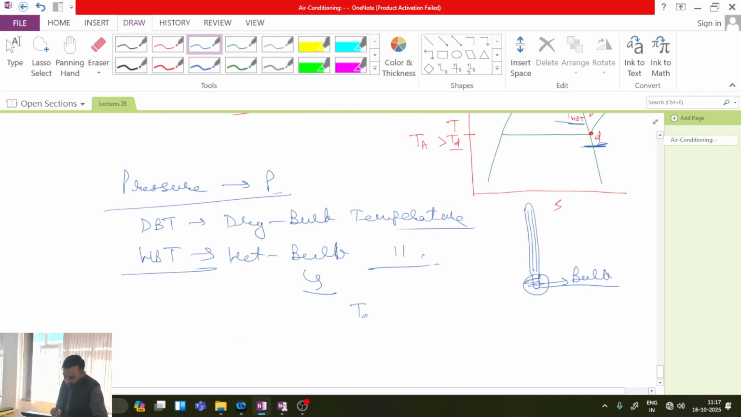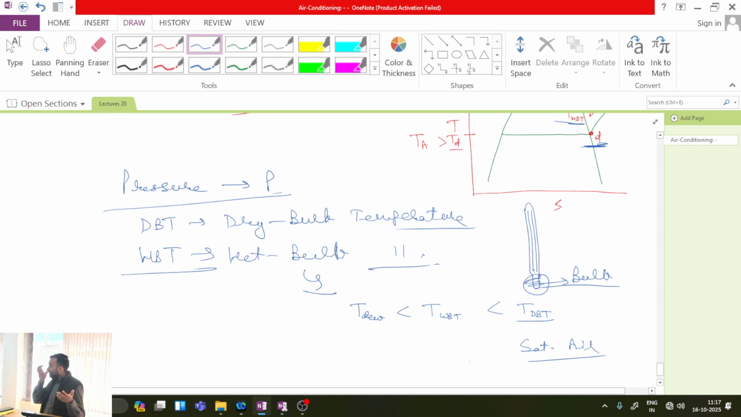So from this diagram I can see that my dew point temperature is less than the wet bulb temperature, which is less than the dry bulb temperature. So typically this is the order of the temperatures, dew point, wet bulb and dry bulb, for unsaturated air. If I have saturated air, what does it mean?